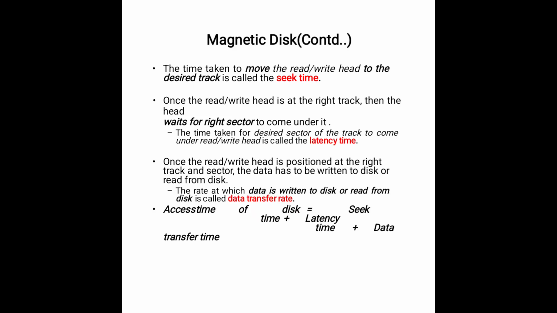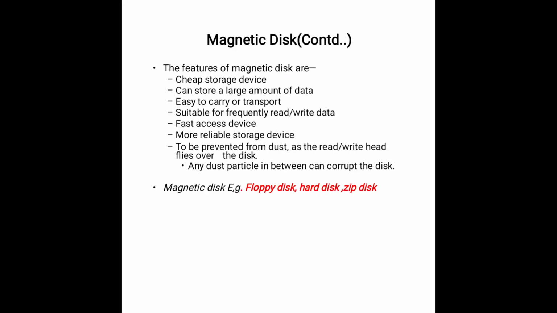So the accessing time of a disk is found by consolidating all three things: seek time plus latency time plus data transfer time. These three combined make up the accessing time of a disk.